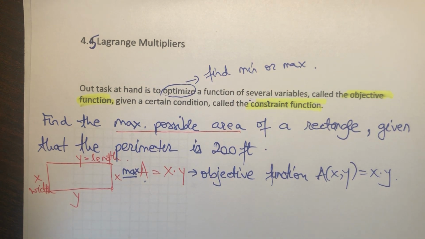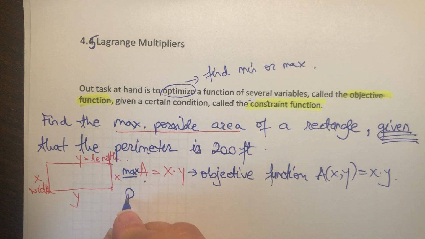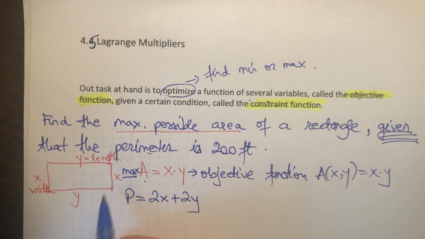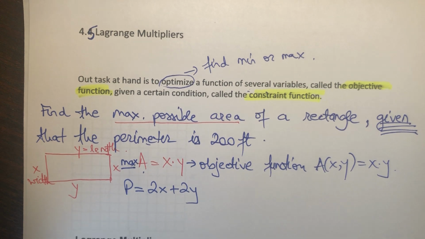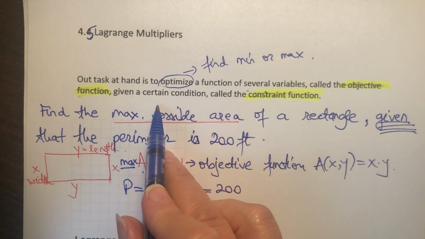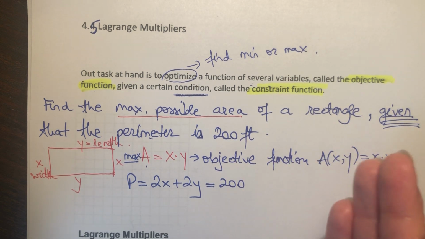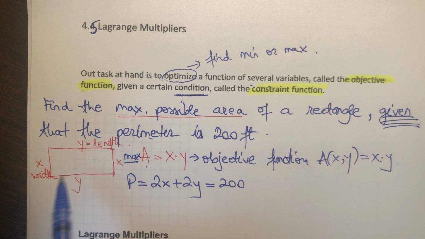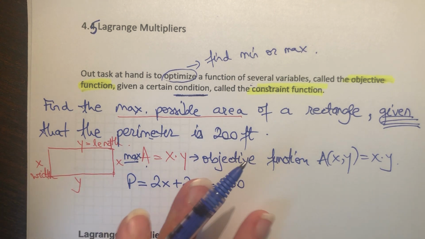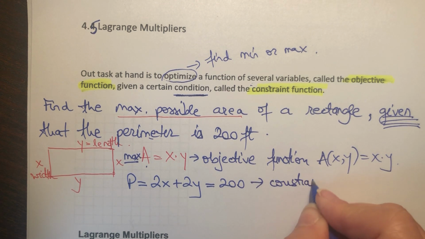Yes? All right. But we are given something. Given that what? The perimeter. What is the perimeter of a rectangle? It's 2x plus 2y, right? So add up all the sides. Now the perimeter is fixed to be 200 feet. This is your condition, right? That's what we're saying. Fine. Maximize the area, but this is what has to happen. You can only put 200 feet of fencing, let's say, around this enclosure. That's it, no more. So this is your constraint function.